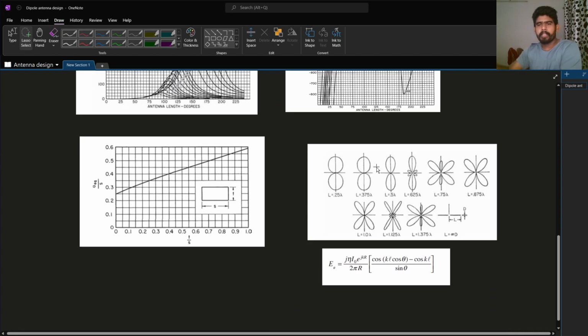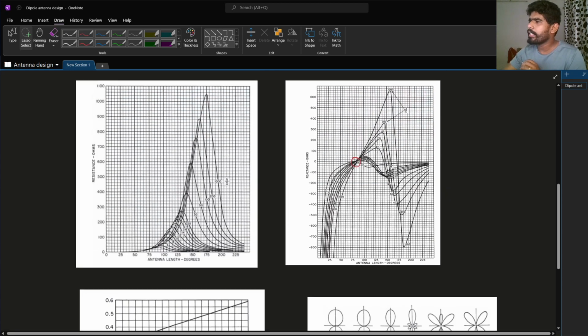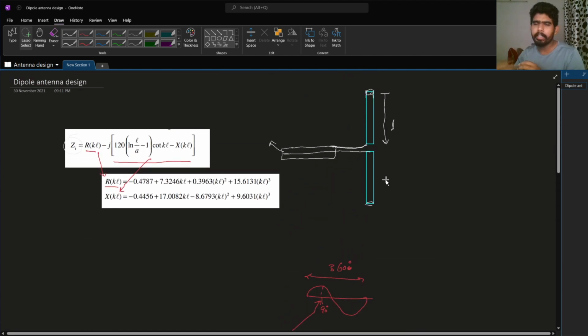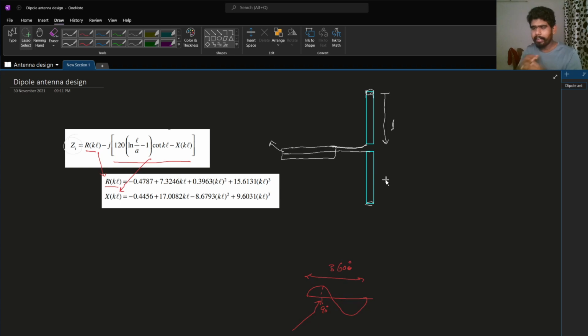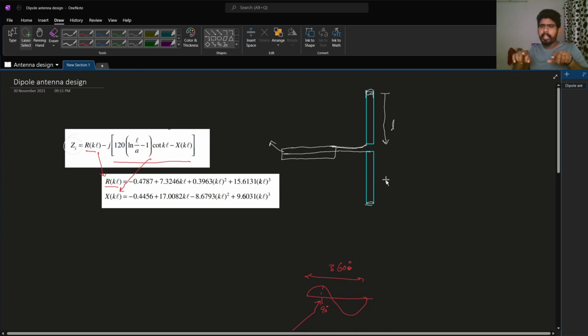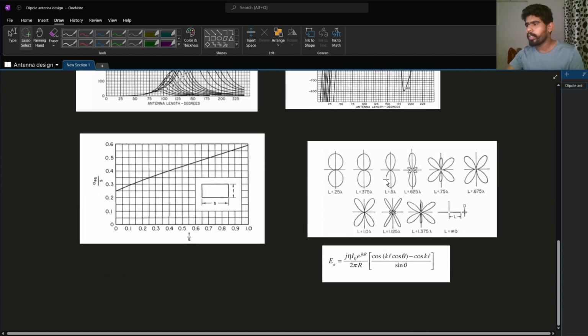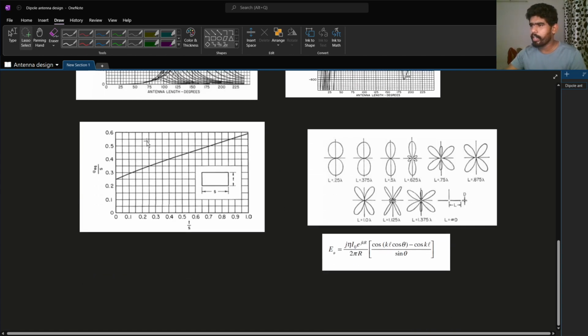Okay, in some cases we don't have a cylinder. All these equations you see are defined for a cylindrical wire. But in real applications, it may be difficult, because sometimes you need to design the dipole antenna on a PCB. In that case you don't have the diameter. You only have the width of the trace, and maybe the thickness of the trace. So in that case you can use this graph also.